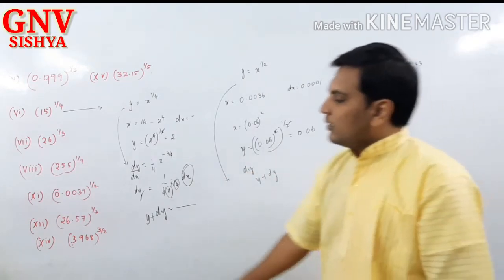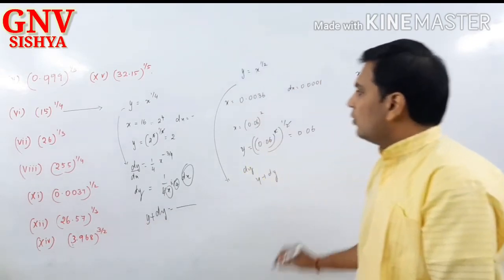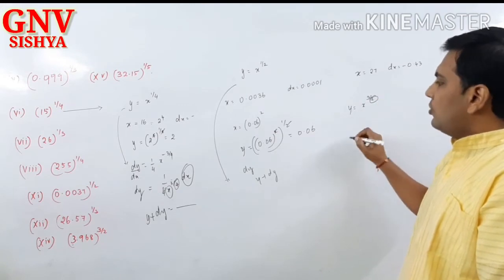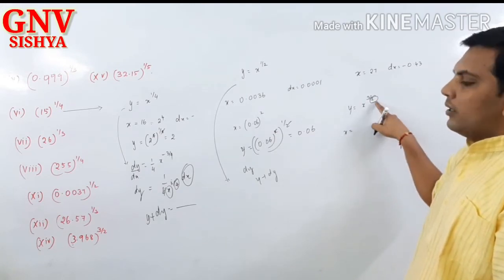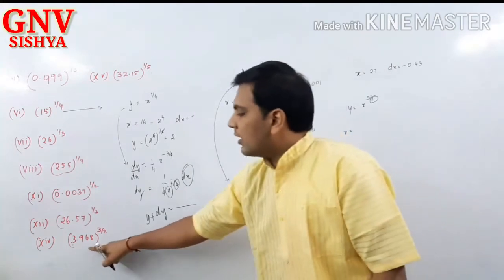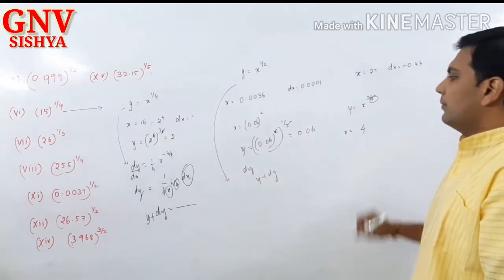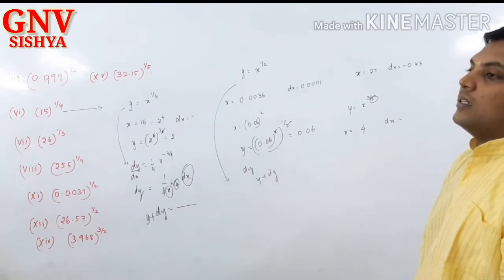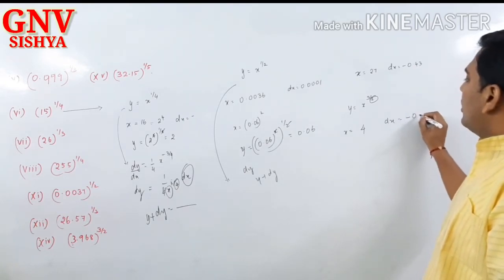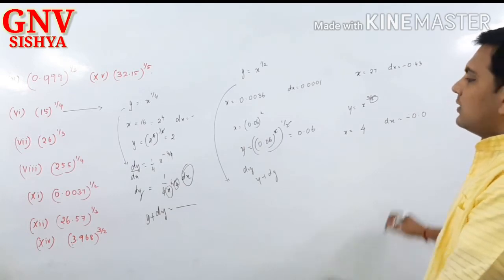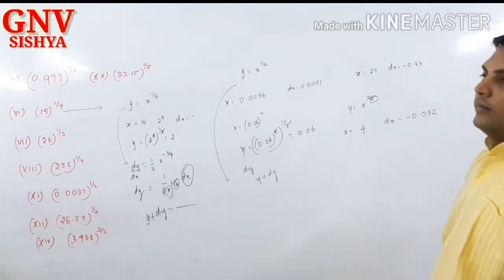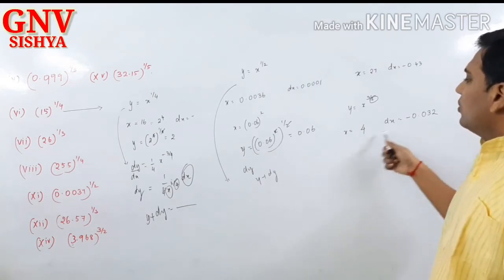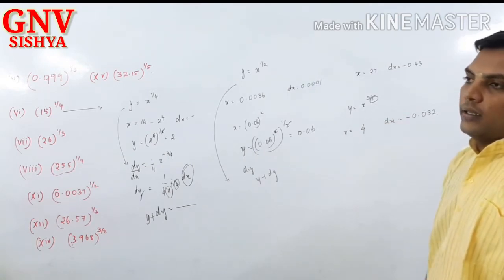Am I right? For this one, sir, it is the power 3 by 2. You consider y is equal to x power 3 by 2. Square root only we have to check, since the denominator is 2. What is the nearest square number? Obviously 4. Now what will be dx? It will be 3.968, so minus 0.032. If I add 32 with 68, I will get 100, right? So put and substitute here, and you will get the answer.